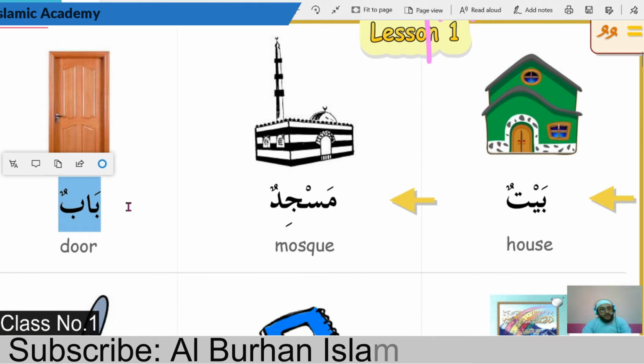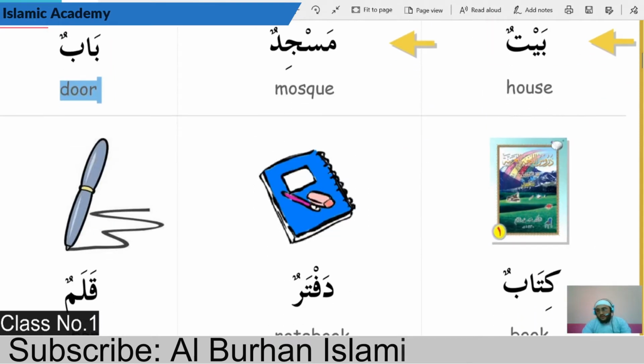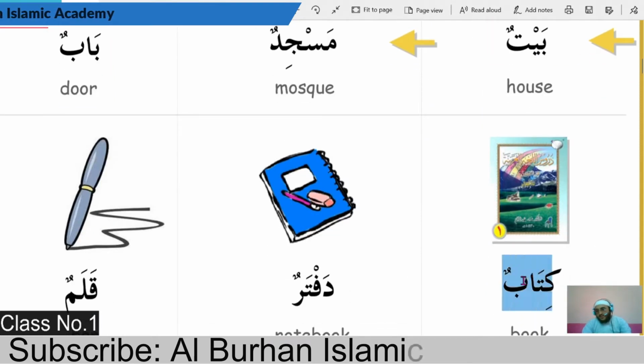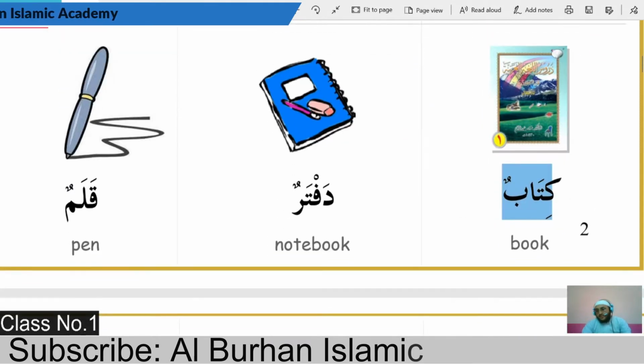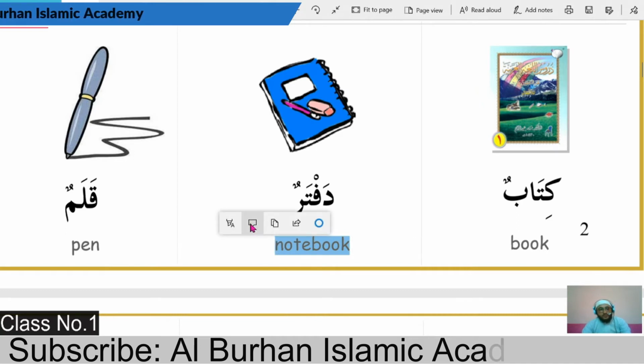Next, babun. Babun used for door. Next, kitabun. Kitabun used for book. Next, daftarun. Daftarun used for notebook.